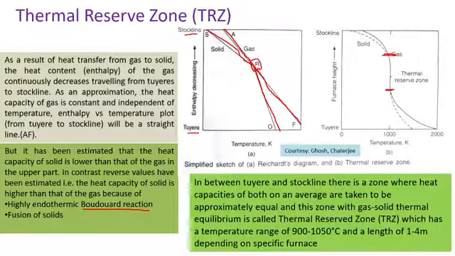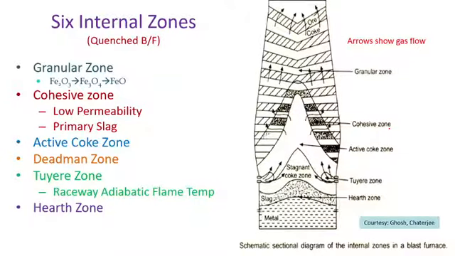So this is called a thermal reserve zone, and this thermal reserve zone is about 900 to 1050 degree centigrade, and about 1 to 4 meter of height. This height may be 1 to 4 meter, and the temperature is near about 1000 degree centigrade, in case of an ideal blast furnace. Till now we have been discussing the ideal blast furnace, that is the hypothetical blast furnace.